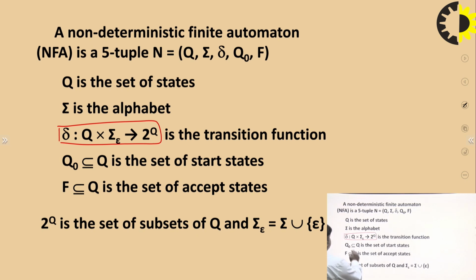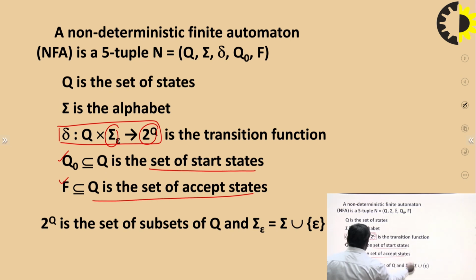The transition function, with the help of a state, and we provide the input, and we can move to 2 to the power q number of states. In NFA, we move to only a single state, but in DFA we can move to 2 to the power q number of states. So this point is important. Here q0 is the starting state, and F is the final state. Where 2 to the power q is a subset of Q.